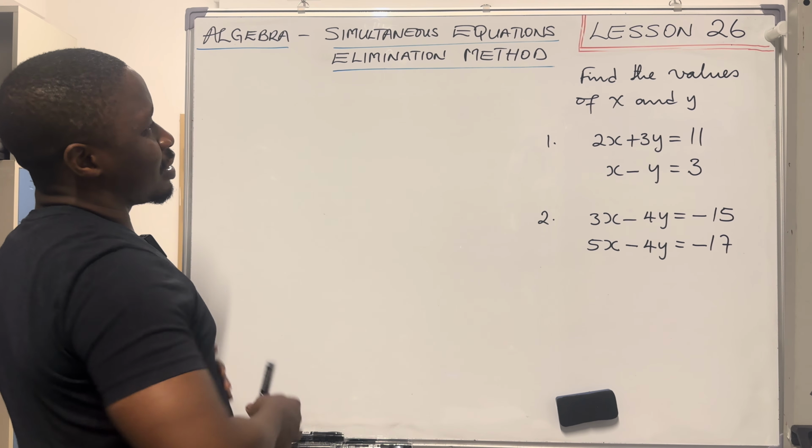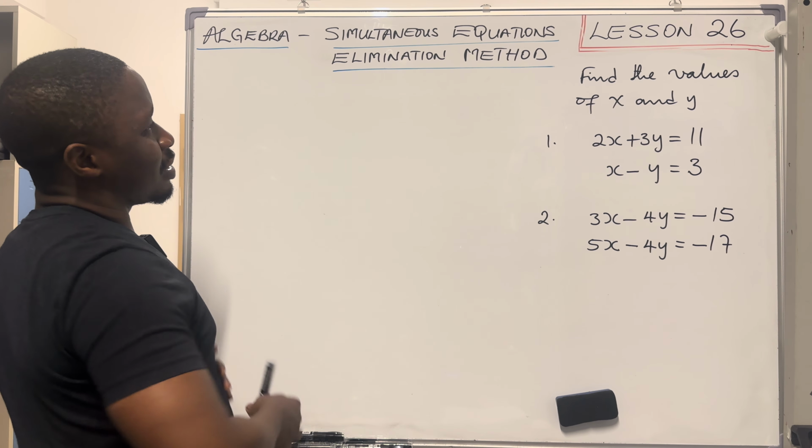So x is 4, then y is 1. These are the values of x and y. Now you want to know if your answers are correct before you submit to your teacher. How do you know that your answers are correct?